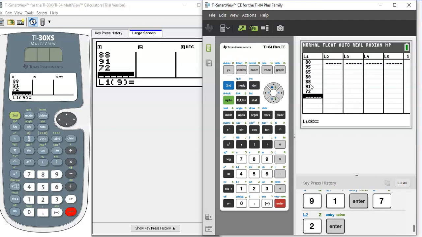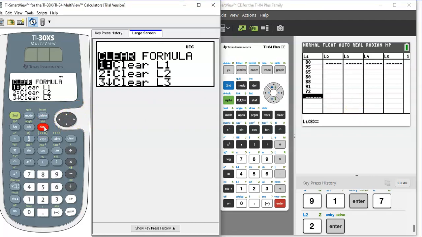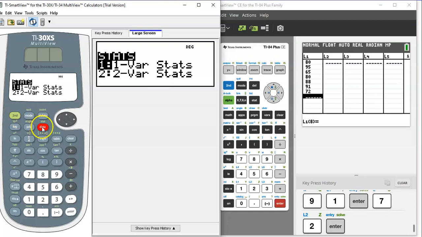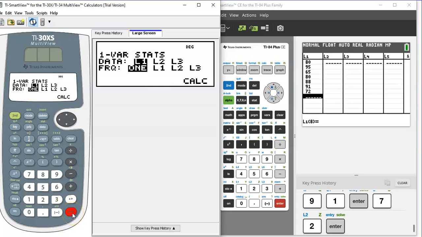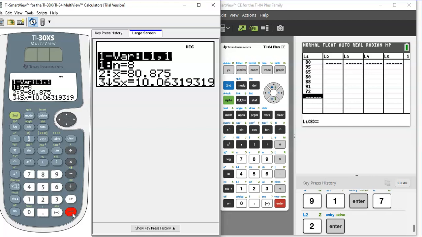Okay, so once we've done that, over here, we're going to click second data. See where it has one variable stats here? Then we're going to click enter. Now, when we get here, we have to click 3 times till it calculates. Okay, so it's saying the data is in L1, frequency is 1 time, the calculations are, there we go. So then it calculates all of our values, if you notice.